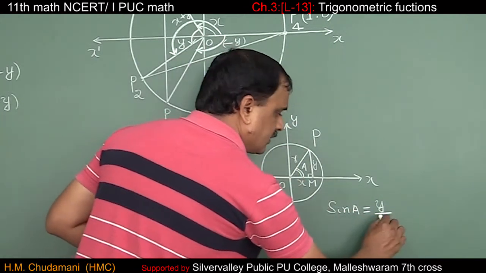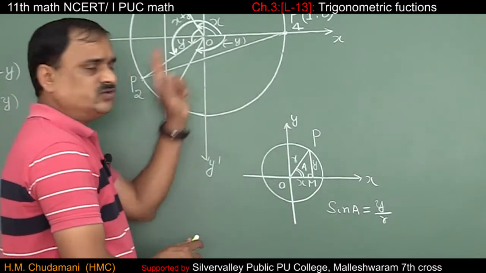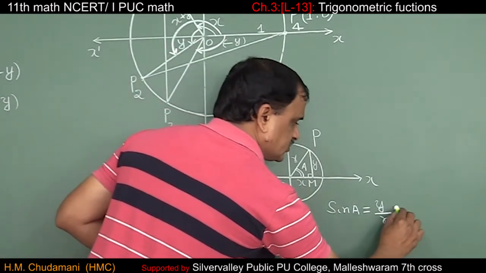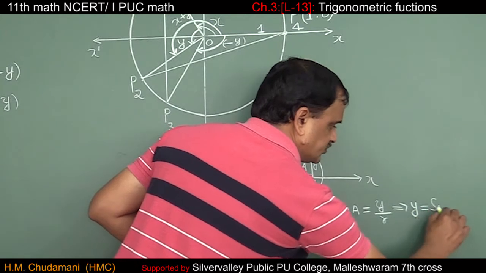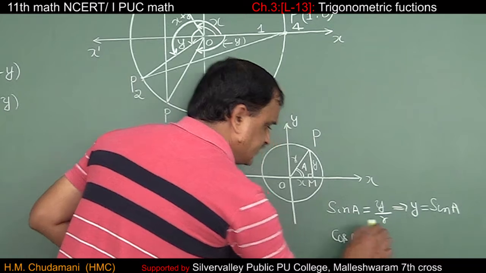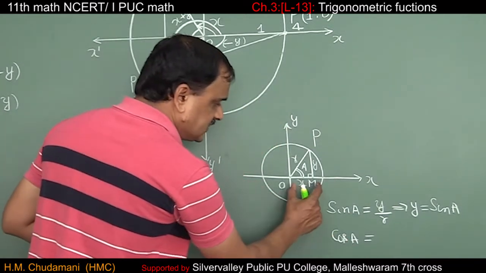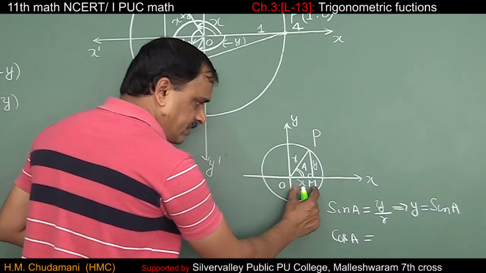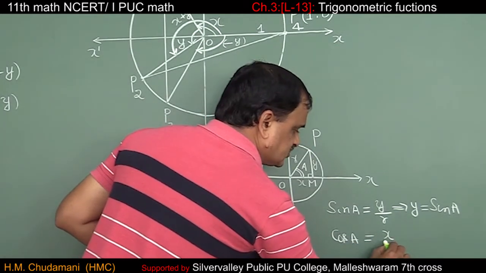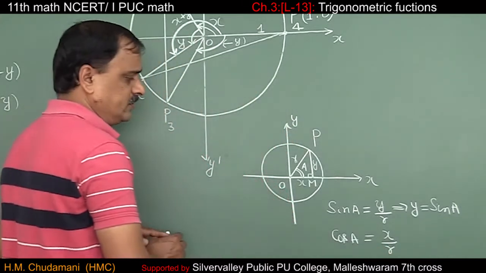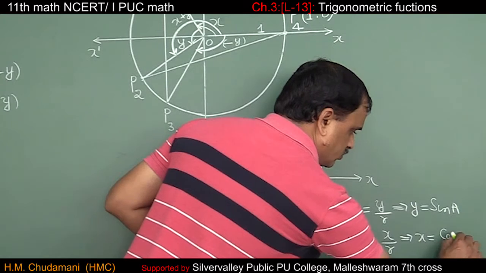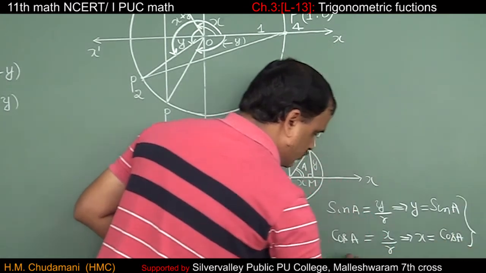Hypotenuse is what? R. Since we have taken a unit circle, the radius is 1 unit. So that's why y is equal to sine of the angle A, and cosine of the angle A is equal to, as per the definition, cos theta is adjacent side OM divided by hypotenuse side OP. Adjacent side is x, divided by hypotenuse, which is the radius. Since the radius is 1 unit, x is equal to cos A.